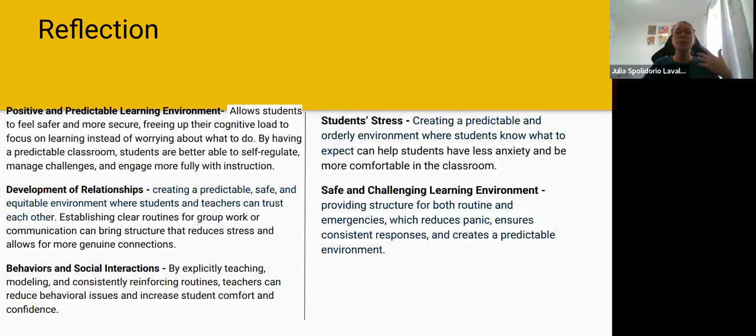Reflection: positive and predictable learning environments. Again, this allows students to feel safer and more secure, freeing up their cognitive load to focus on learning instead of worrying about what they're going to do. In a predictable classroom, they know what's coming next. There are no surprises. Same thing with creating a predictable, safe, and equitable environment where students and teachers can trust each other.